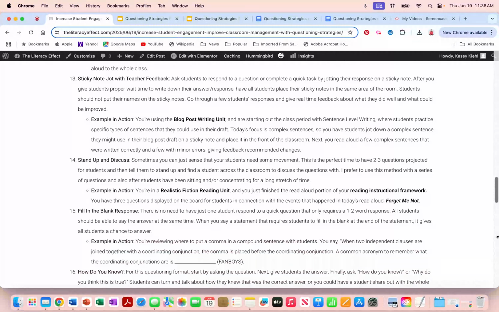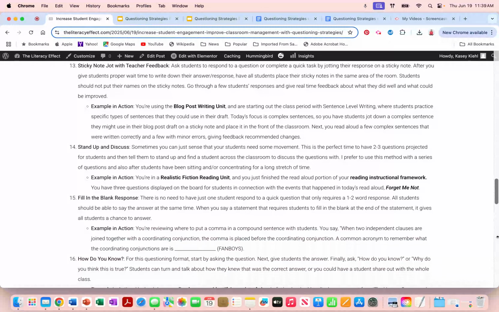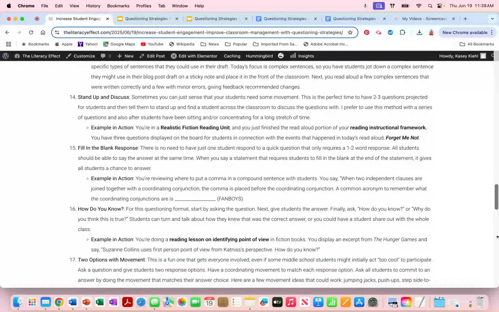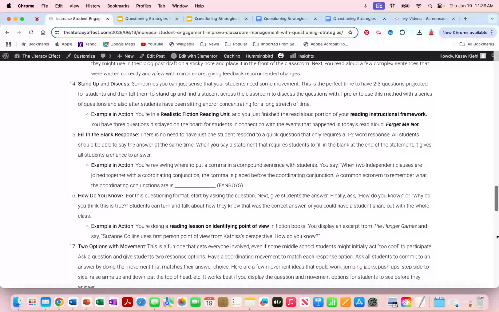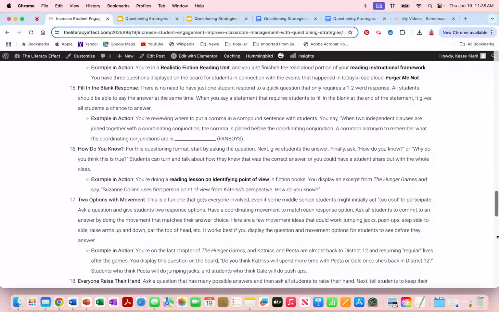The next one, number 14, is stand up and discuss. You would have a series of questions displayed on the board. Students are standing up and then finding 2 to 3 people to discuss with and answering those questions. A fill-in-the-blank response is just a really quick questioning strategy where you give students a question that you are pretty confident all of them know the answer to, or most of them know the answer to, and then you invite them to respond together as a class to fill in the blank to a question or a statement.